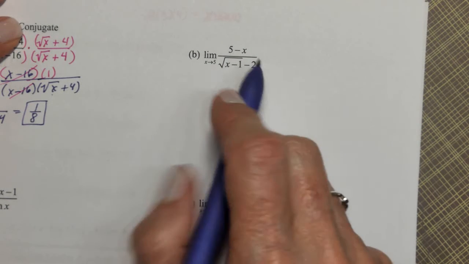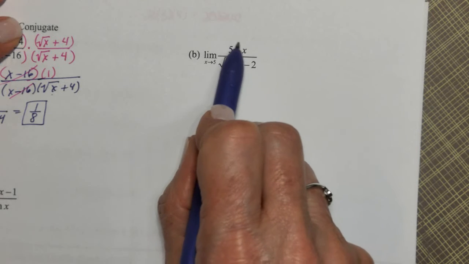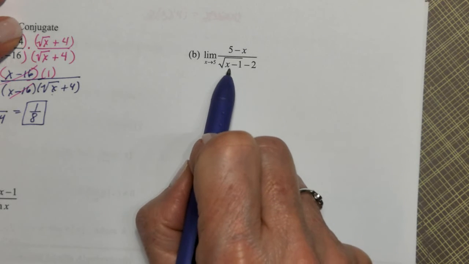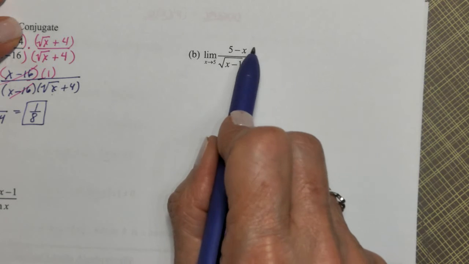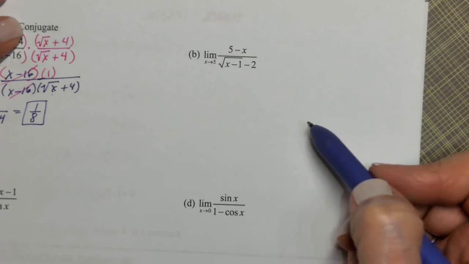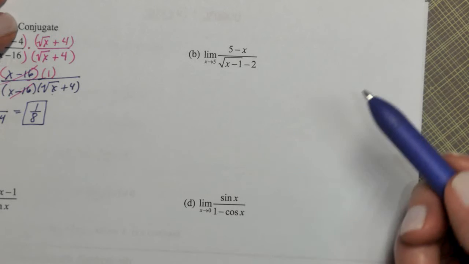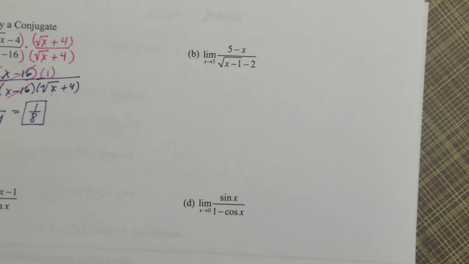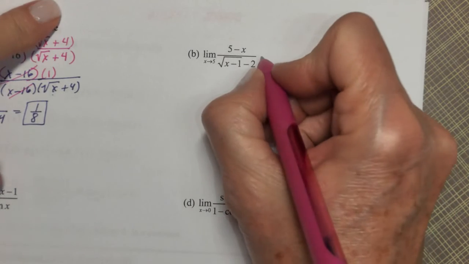The numerator, when we just substitute in 5, is 0. The denominator is the square root of 4, which is 2, minus 2, that's 0. Got 0 over 0. I know there's a hole, gotta find it. Can't factor it. It's not a complex fraction. So what do we do? We multiply by a conjugate.